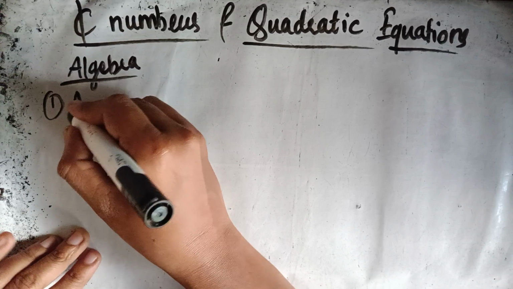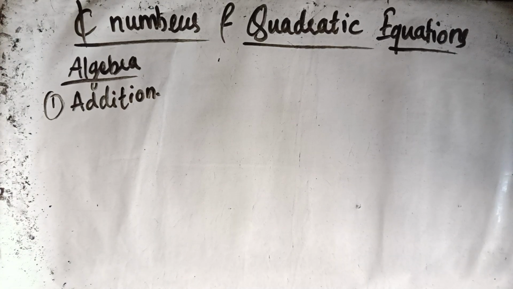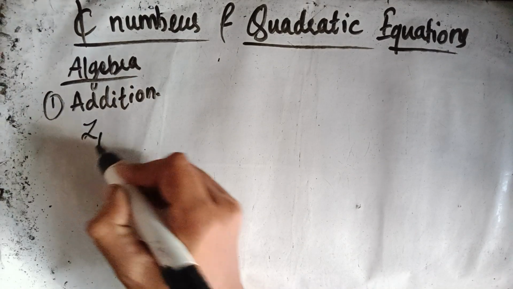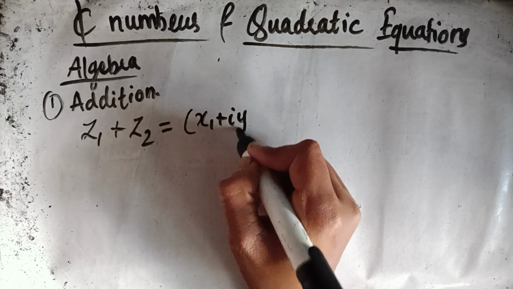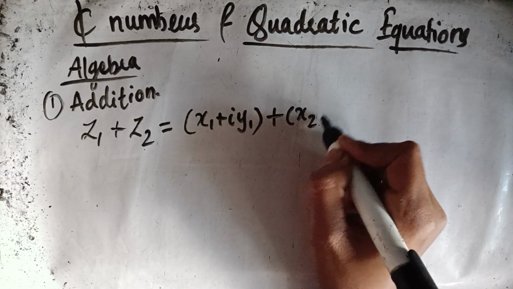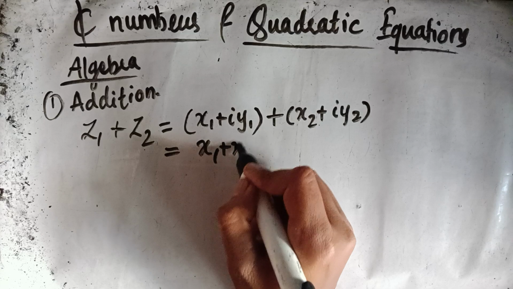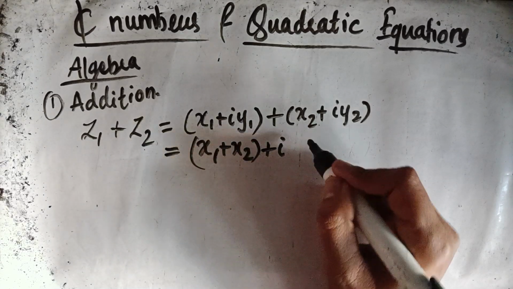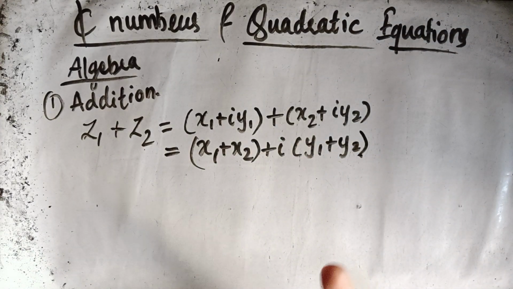So first one is addition. For any complex numbers z1, z2, you can write addition as x1 plus iy1 plus x2 plus iy2. You have to take real parts together and imaginary parts together. Same way you can define for subtraction. Then there is a negative of a complex number.